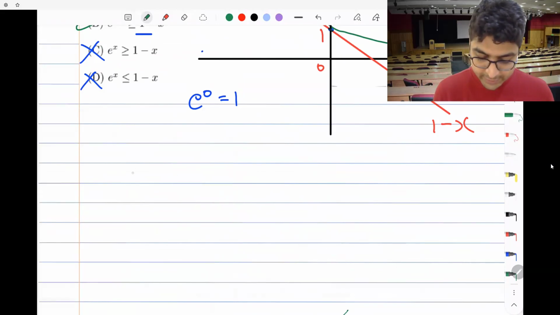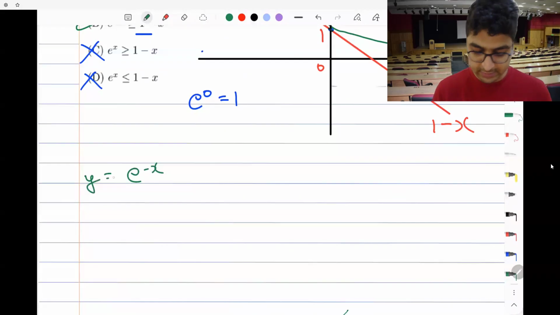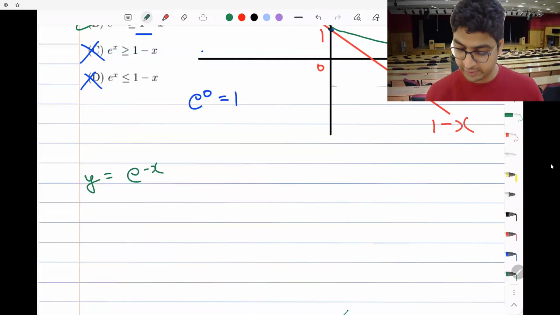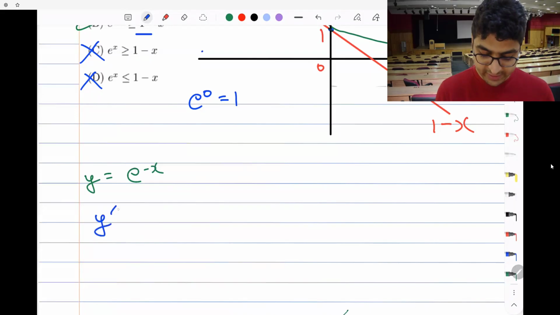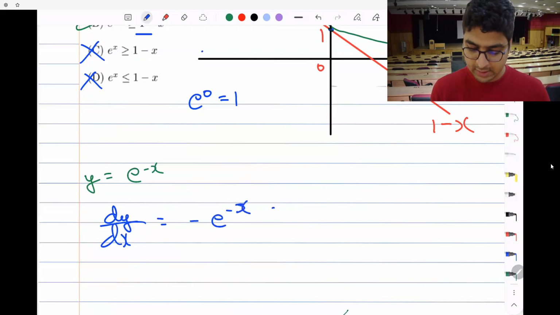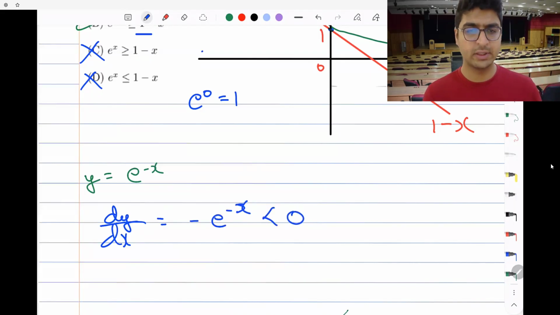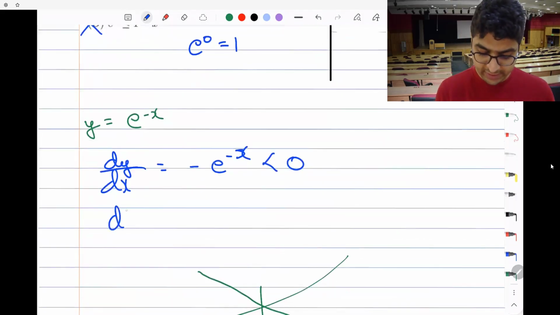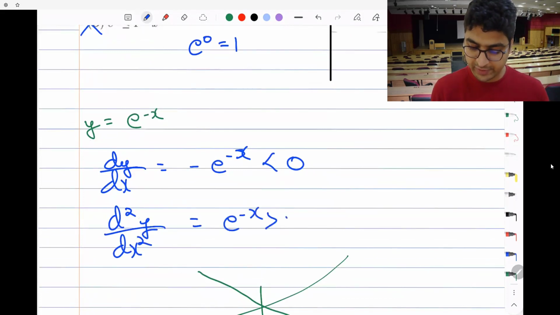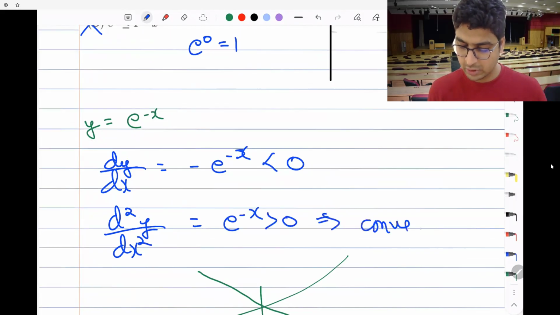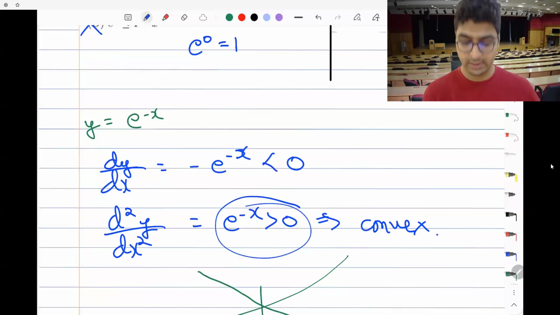So e to the power minus x is, let's say this is the function which we are considering right now. So the derivative would be minus e to the power minus x, which is less than 0. So that makes it a decreasing function. That's fine. And if I take the second derivative of it, it will give me e to the power minus x, which is positive, which means the function is convex. Okay, so it decreases at a decreasing, this is decreasing at an increasing rate.